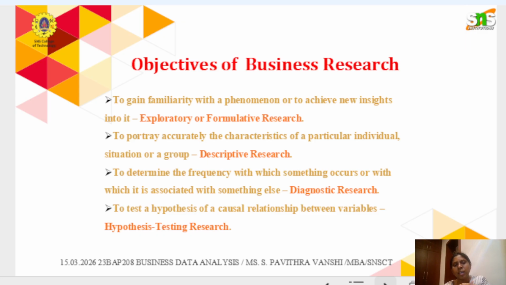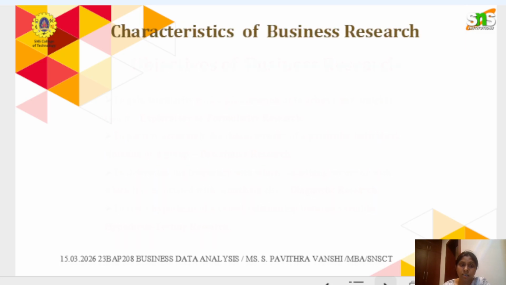The first, we can see it as achieving new insights. The second is to portray accurately the characteristics of a particular individual, situation or a group. The third is the frequency with which something occurs or is associated with something else. The next is testing the hypothesis of a causal relationship between variables, hypothesis testing research.